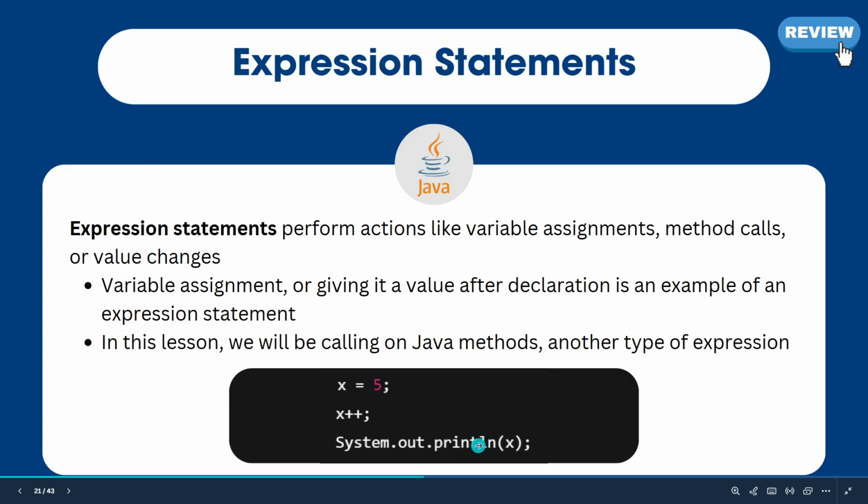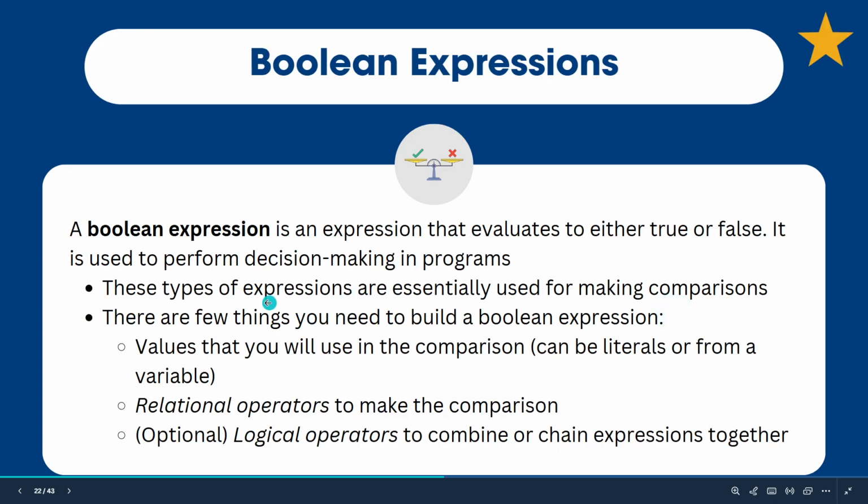If expressions are a type of statement, an important type of expression is the Boolean expression. This type of expression evaluates to either true or false, as we know about the Boolean data type. It is used to perform decision making in your program. Essentially, you're using it for comparison.